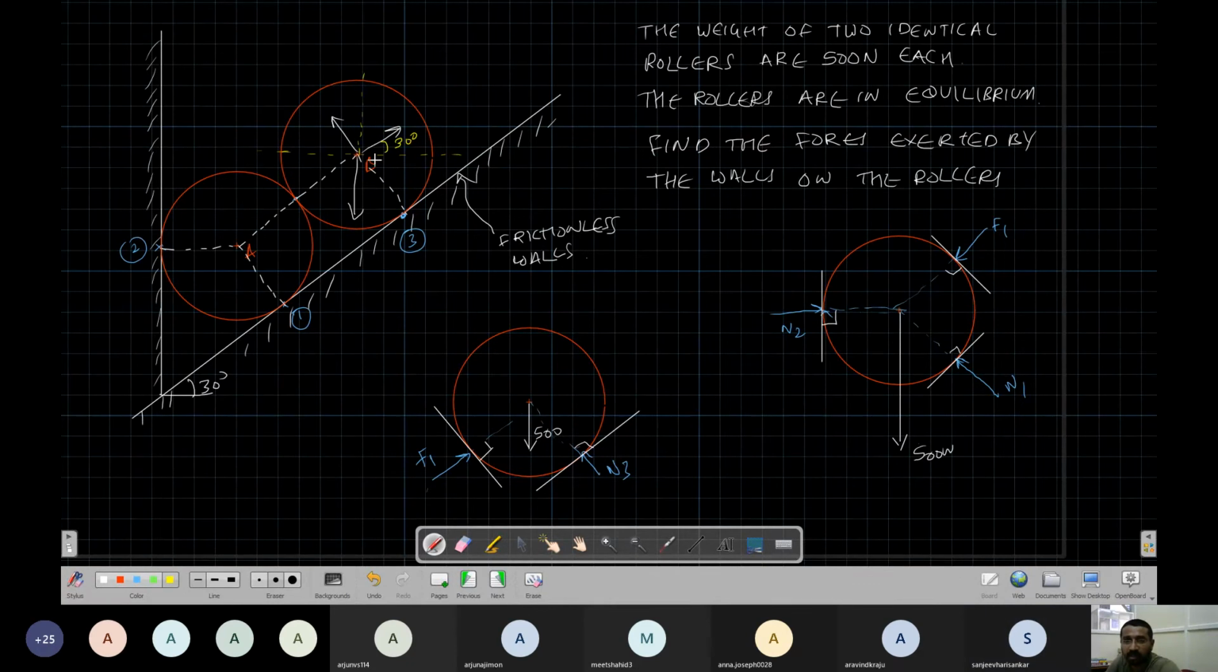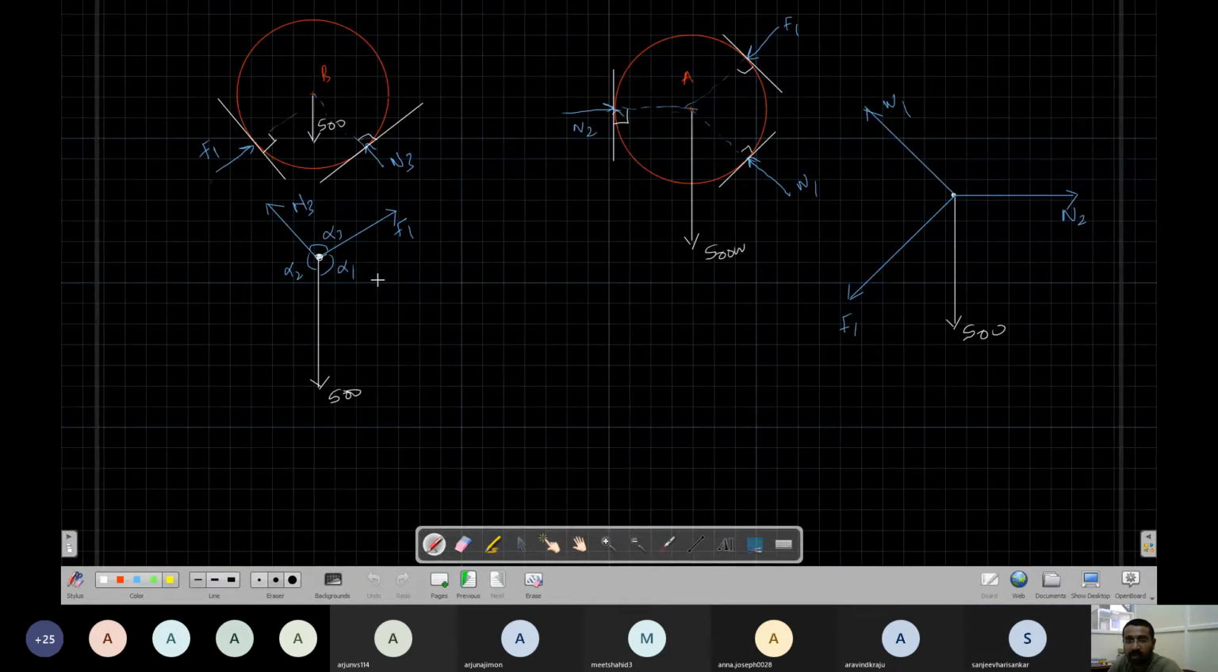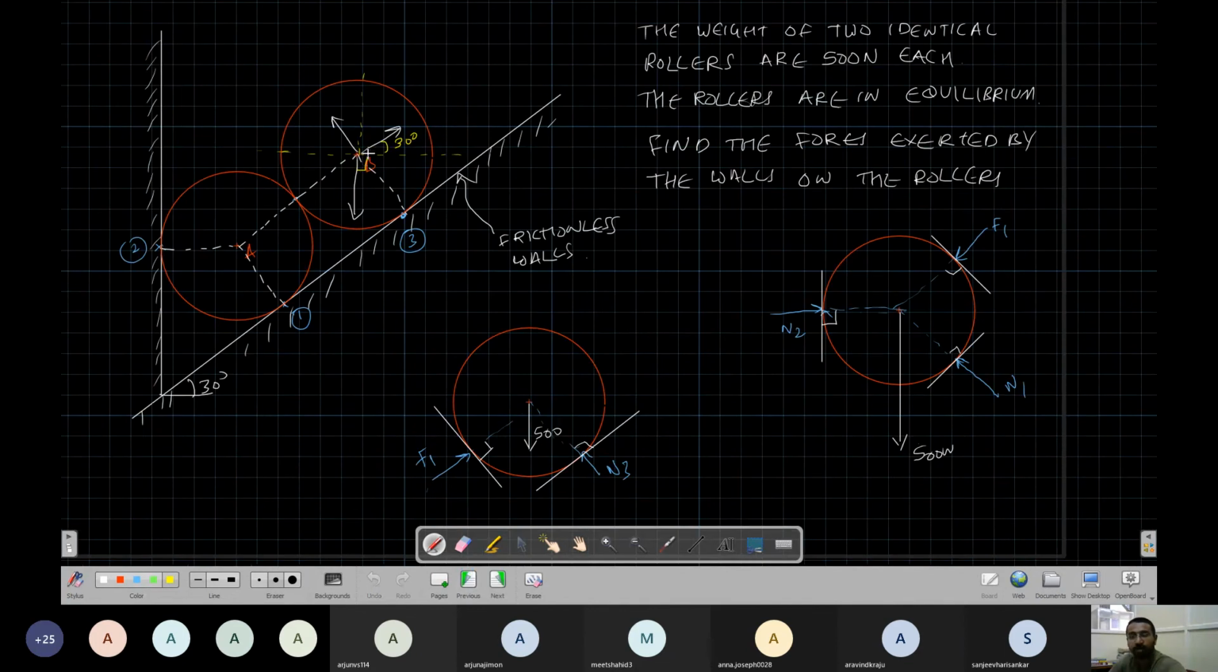Now what is this angle? Horizontal and vertical, the angle is 90. So what did I get? The angle, what is this? 30 plus 90 equal to 120. Okay, correct. Now, so this angle is solved.